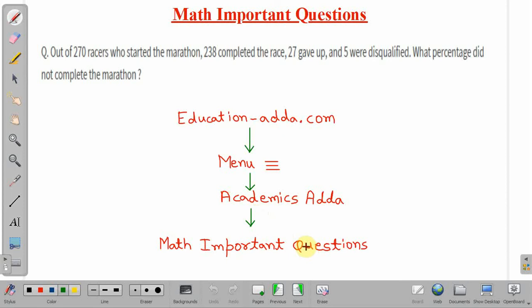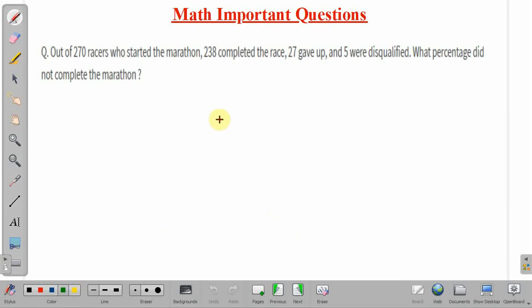Coming back to the problem, what is given? Out of 270 racers, there are 270 racers who started the marathon and 238 completed the race. 27 gave up and 5 were disqualified. We have to find the percentage who did not complete the marathon.